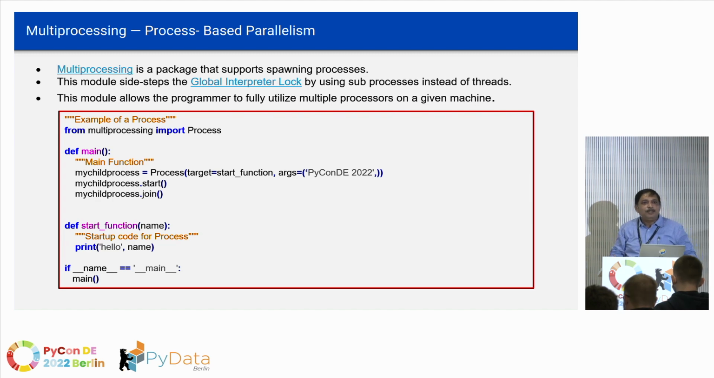What that process will do in this particular case, do nothing as such. It will print hello, and it will take an argument, that is the name. In this particular case, the argument is what? PyConDE 2020. And if you see that, there is a call called join. Okay, join. And you see that one join is, a join means what?